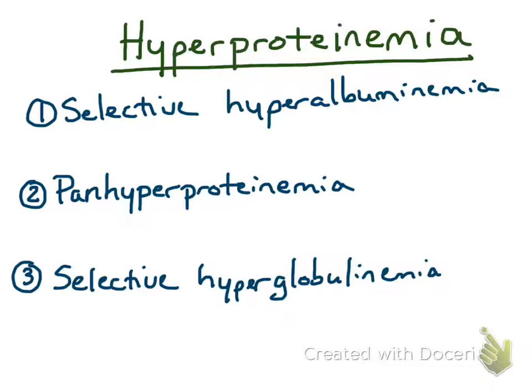This video is going to be on hyperproteinemia. The first subcategory of hyperproteinemia is selective hyperalbuminemia, and this means that the albumin concentration is increased, but the globulins are not. And usually when this happens, the globulins are high normal, so it probably is increased for the patient, it just hasn't increased out of the reference range.